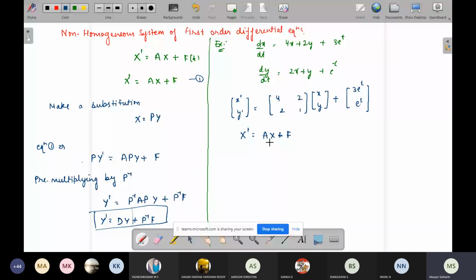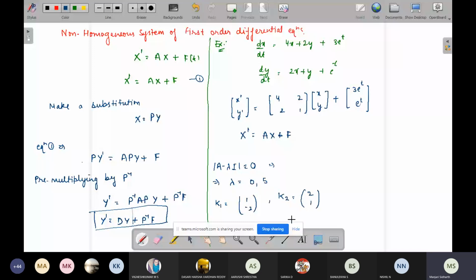Now using the diagonalization method, first we'll find the eigenvalues of this matrix. That means the determinant of A minus lambda I is equal to 0. Directly I'm writing, the eigenvalues are 0 and 5. At least you need to write the characteristic equation in terms of lambda. Corresponding to 0, the eigenvector is (1, -2), and corresponding to 5, the eigenvector is (2, 1).